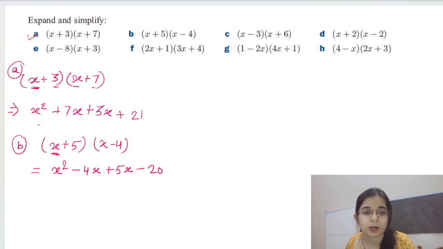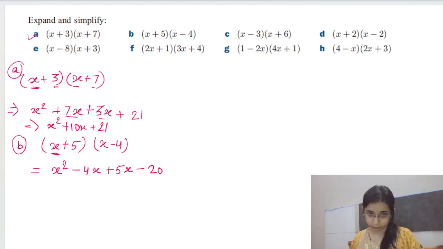Here we will not stop our answer, as in the previous question. These two are like terms, 7 and 3, so we are going to add these. So x square plus 10x plus 21 will be the final answer here.